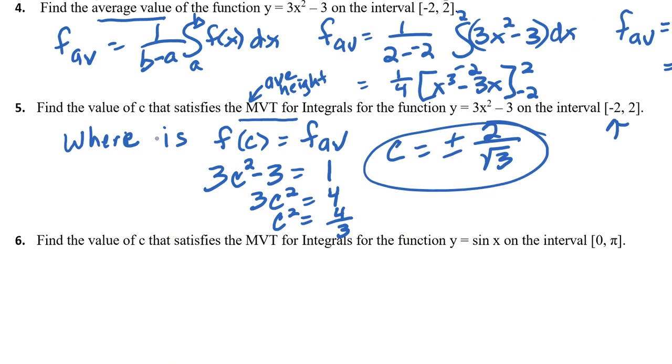So MVT is an existence theorem. It is saying where is the value of the function equal to the average height. And if our function is integrable, then we know that there will be an average height. So where does it occur is the value of c.